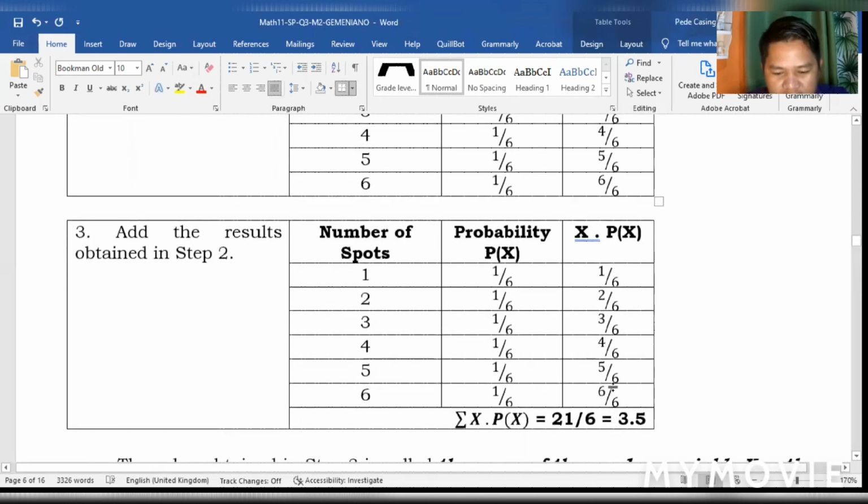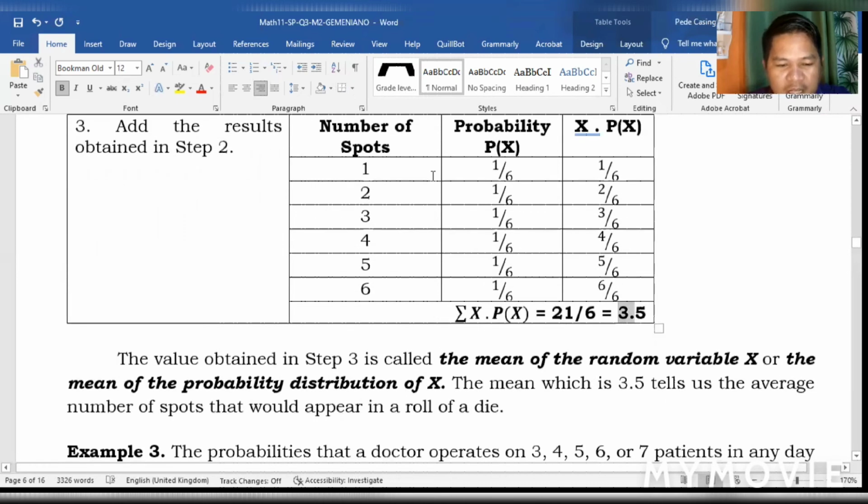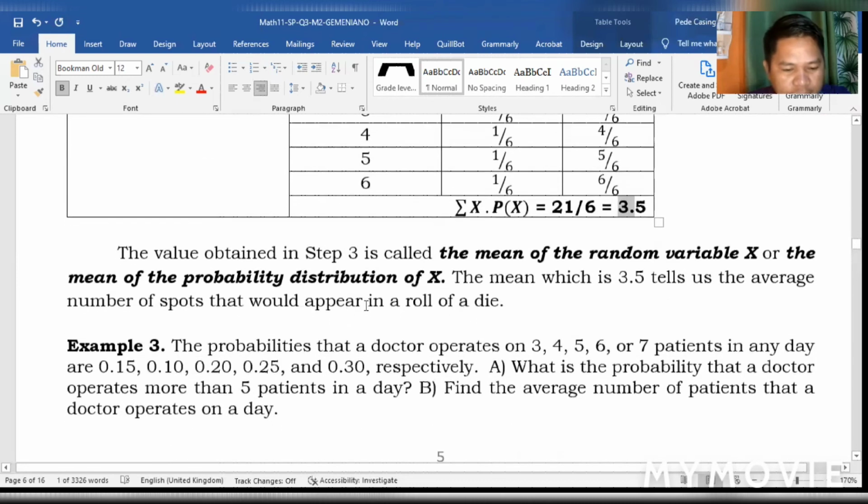Okay, let's now add all the given sum. So 1 plus 2 is 3, plus 3 is 6, plus 4 is 10, plus 5, 15, plus 6 is 21. So the numerator is 21 over, since they have the same denominator, you just affix the denominator 6. 21 divided by 6 is equal to 3.5. Therefore, this is now our mean of the given probability distribution.